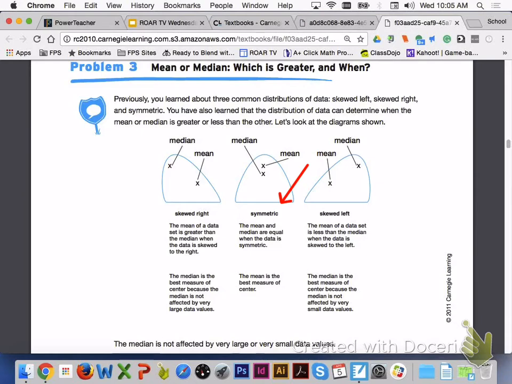The mean and median are equal when the data is symmetric. In this case, the mean is the best measure of center that we want to use. The mean of a data set is less than the median when the data is skewed to the left. The median is the best measure of center because the median is not affected by very small data values.